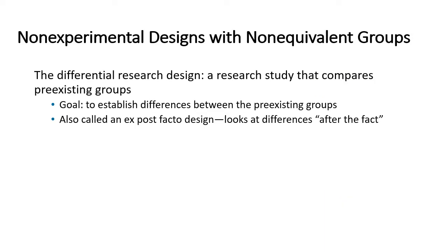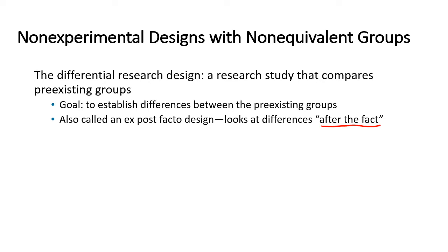So when we're talking about a fully non-experimental design with non-equivalent groups, a research study that just compares the pre-existing groups, the goal is to establish the difference between those pre-existing groups. Just like I was saying, when we're trying to see if there's a difference between, let's say, males and females on something, this is what's referred to as an ex post facto design, because we are looking at differences after the fact. What I mean by that is differences after the group selection has been made.